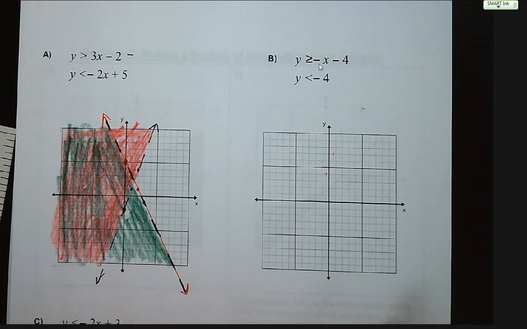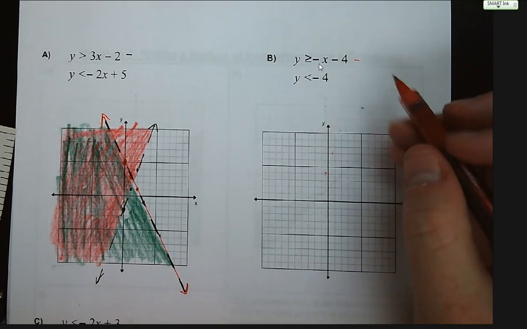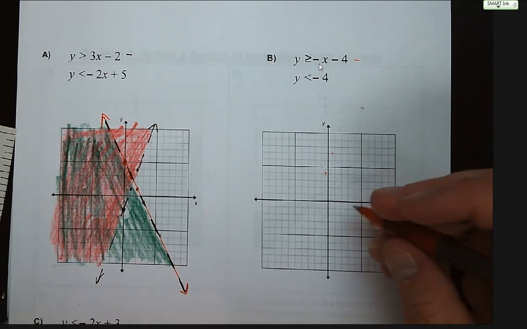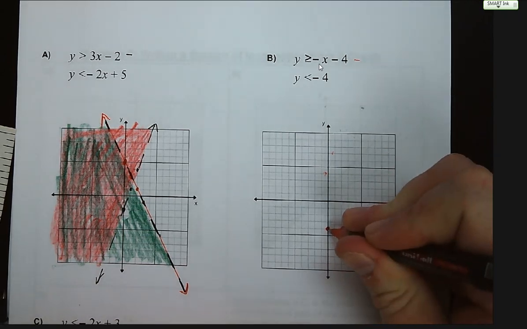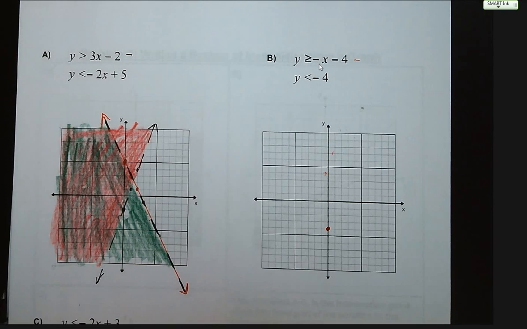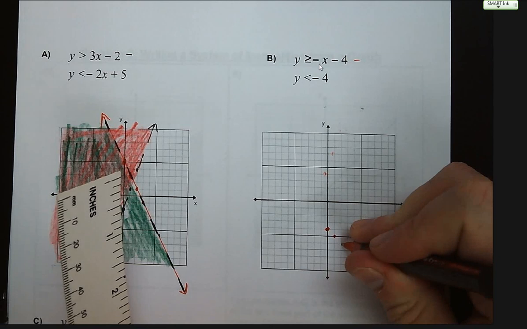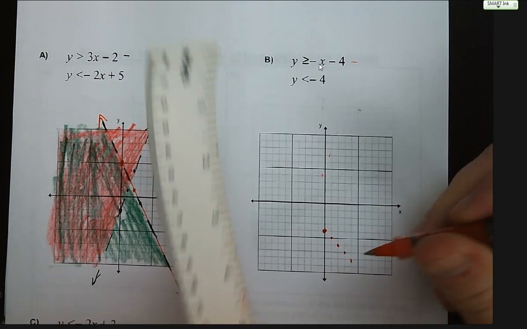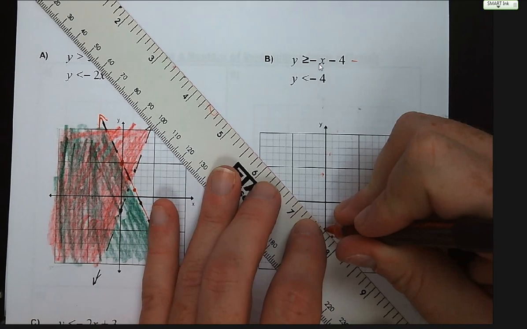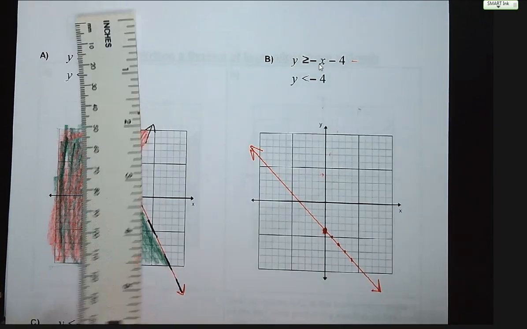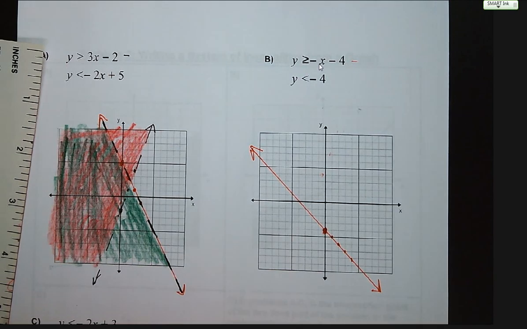All right, let's start with letter B. So we have y is greater than or equal to -x minus 4. So this is going to be a solid line. The y-intercept at -4. And we have a slope of -1. So we're going down 1 and to the right 1 each time. So we draw in our straight line. All right. And it is greater than, so we are going to be shading above this line.